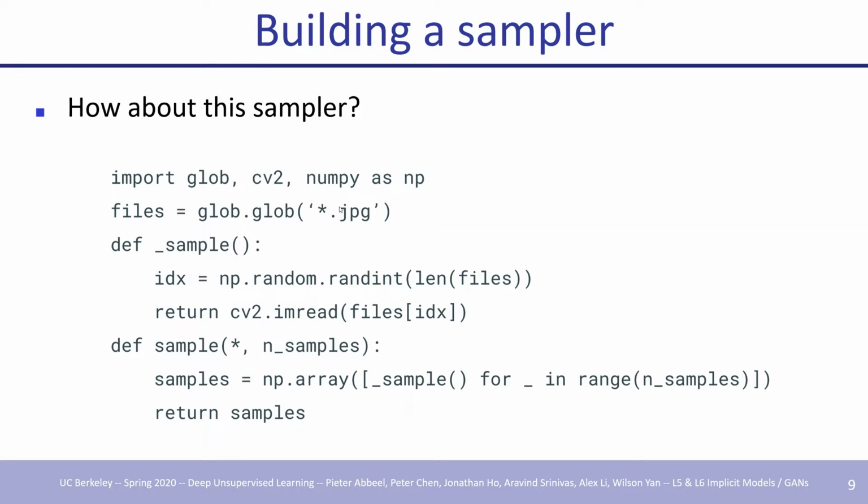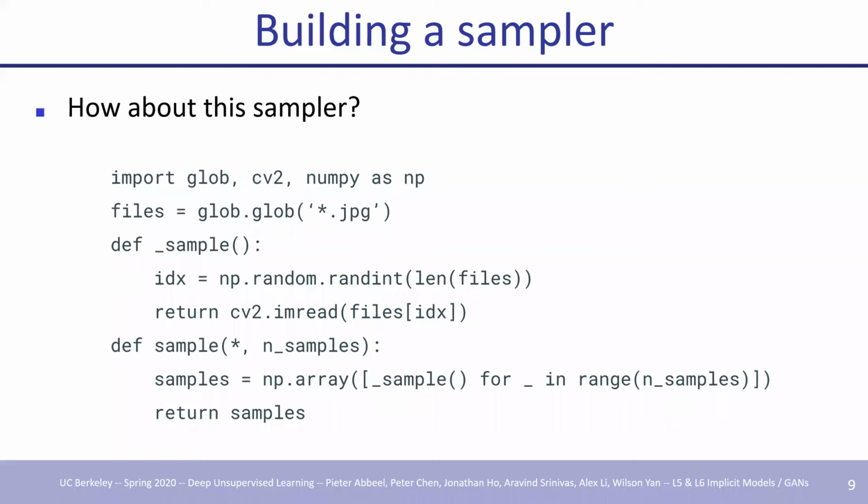So glob means get me all the files that are JPEG, and the sample function just creates a random index into the files, and then reads the file and sends the image back. This sample is just for n samples, so it's just doing it n times. So what it's saying is, you can make a sampler by just picking a random sample from your images. And I know ImageNet has a million or so images, and you'll probably never see the same image.